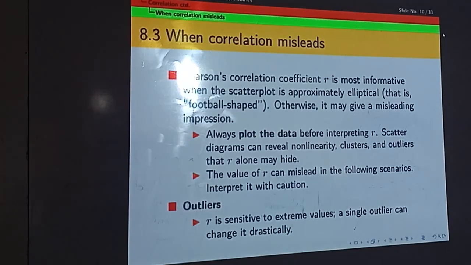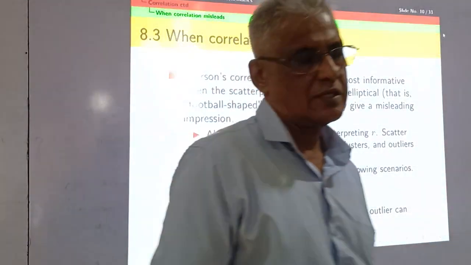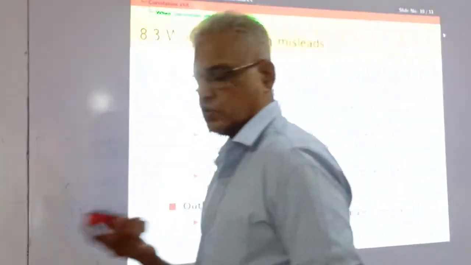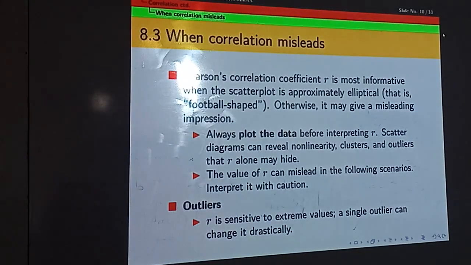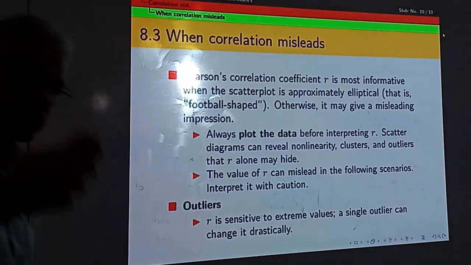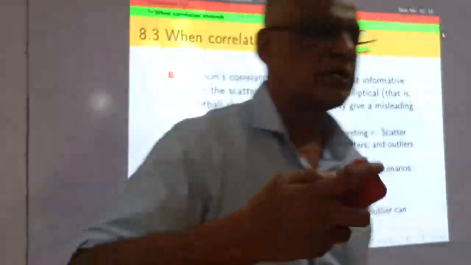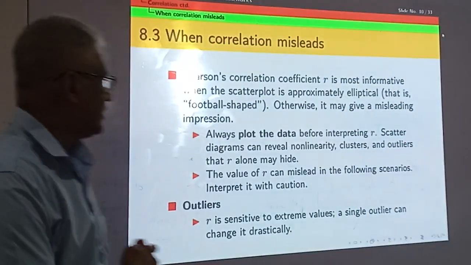Okay, so at the last point, we will talk about some precautions that we have to take when we interpret R. One thing you already know is that you should interpret R only if there is a linear relationship. But there are other things you have to be careful about also, and these can also be checked with the scatter diagram.